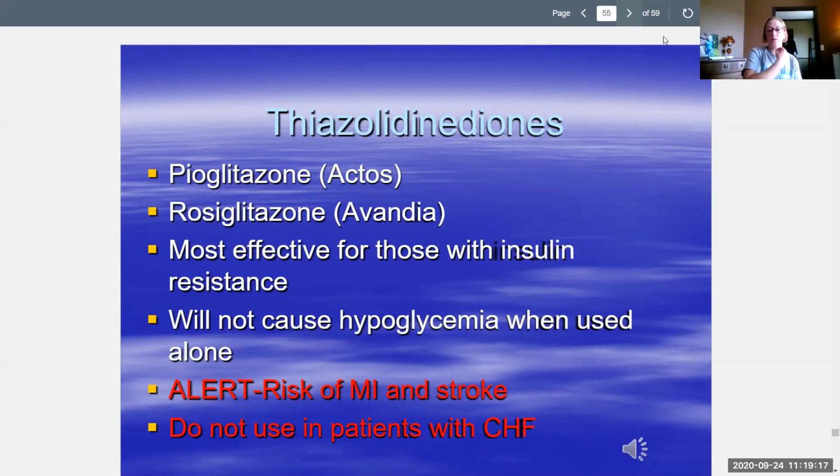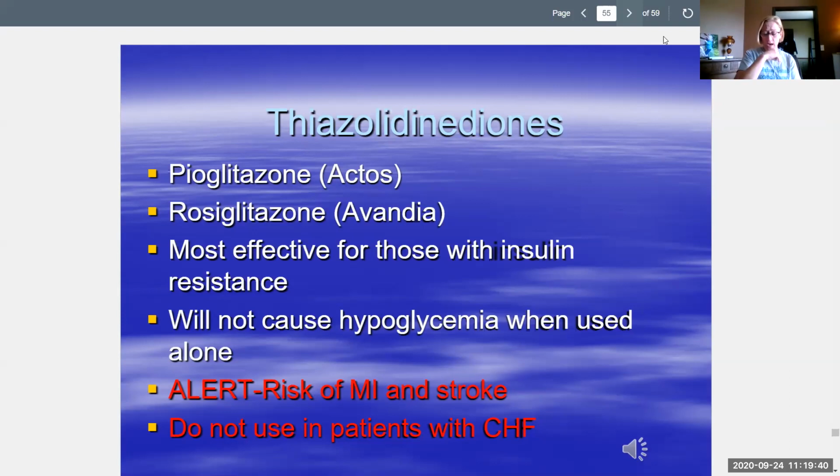So these ones are most effective for those with insulin resistance. It will not cause hypoglycemia when used alone. Again, that's used loosely. Anything that's an oral anti-diabetic can still lower blood sugars enough to cause hypoglycemia. But generally speaking, when it's used alone, it's less likely to cause that severe hypoglycemia.